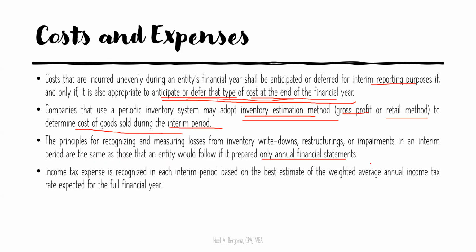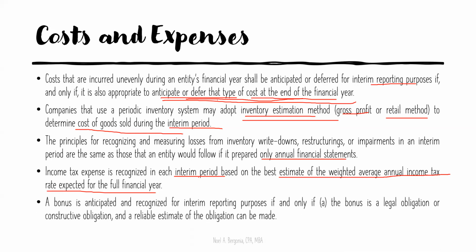Also, mamaya we will have an example of it, about income taxes, wherein income taxes are recognized at each interim period based on the best estimate of the weighted average annual tax rate expected for the full financial year. Okay? And then bonus is anticipated and recognized in the interim reporting. So yun pala yung kanina that we are allowed to anticipate, let's say bonus, if the bonus is a legal obligation or being estimated reliably.